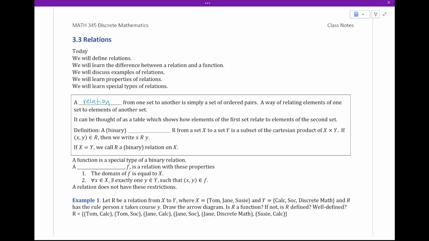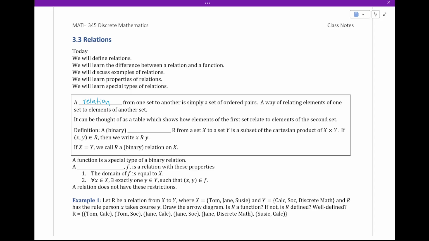A relation from one set to another is simply a set of ordered pairs. It's a way of relating elements of one set to elements of another set. It can be thought of as a table which shows how elements of the first set relate to elements of the second set. It can also be thought of as an arrow diagram.